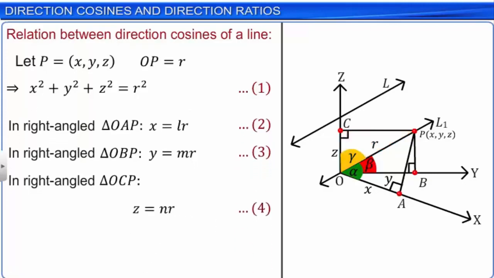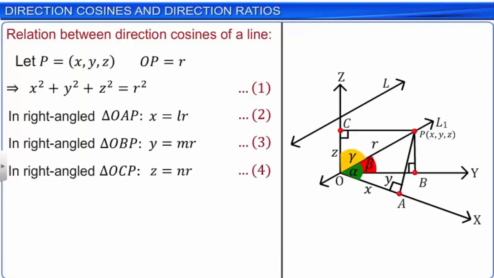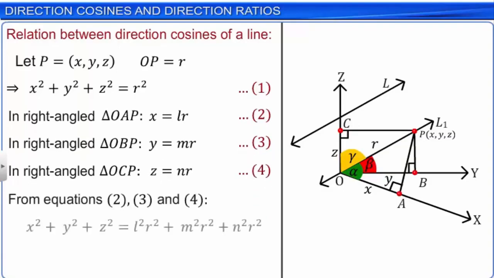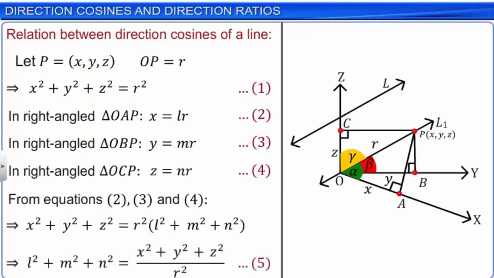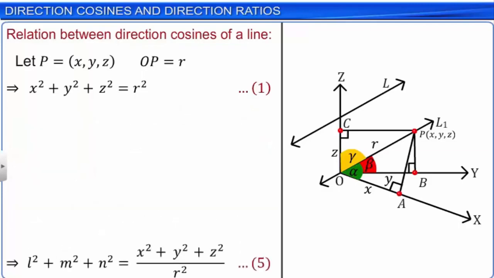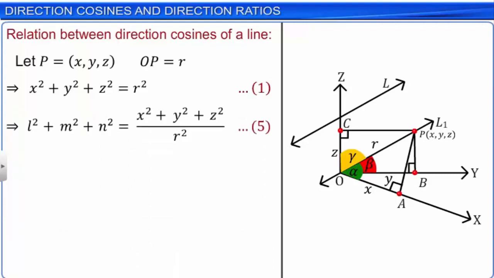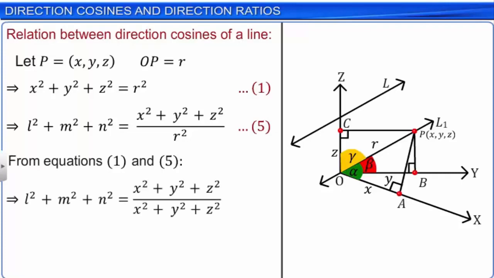Adding the squares of x, y, and z from equations 2, 3, and 4, and simplifying, we get equation 5. Substituting the value of r from equation 1 in equation 5, we find that the sum of the squares of the directional cosines of the given line L is 1.